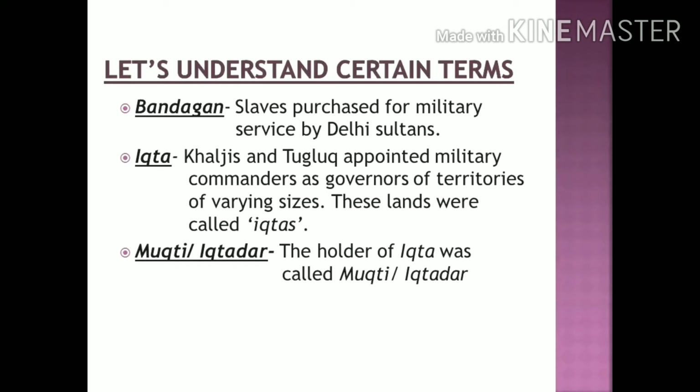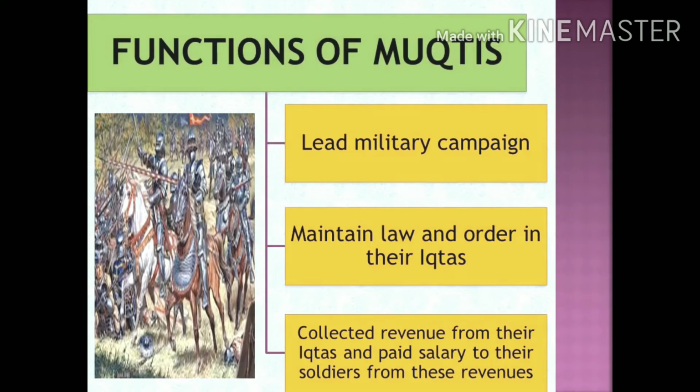Here are the functions of muktis. One of their main function was to lead a military campaign. That means whenever king needed somebody to fight a battle with his opponent, then they used these muktis, because muktis maintained military as well. Then another function was to maintain law and order in their ikta, that means in their land. They even collected taxes from the land given to them, and from that money they used to pay salary to their soldiers.